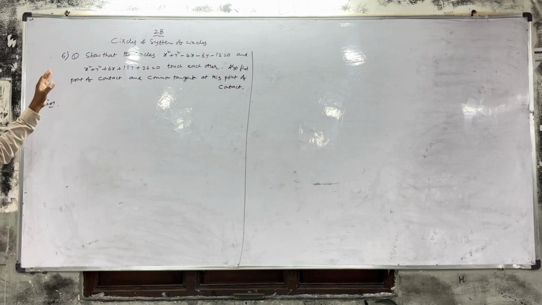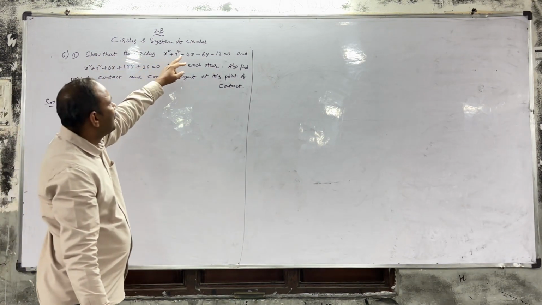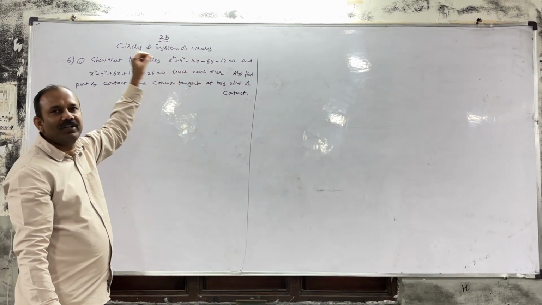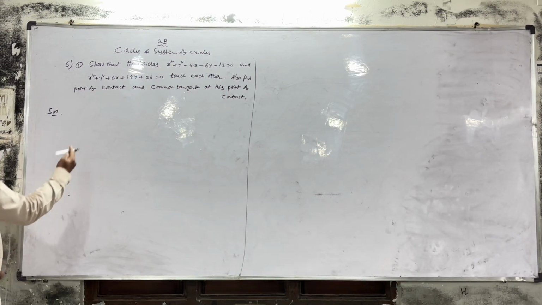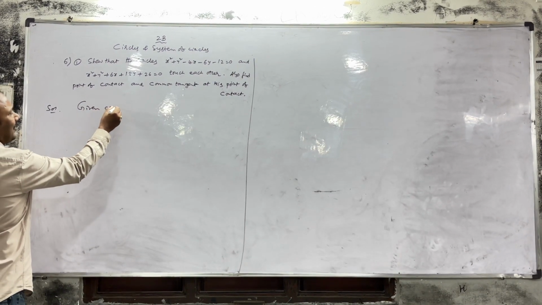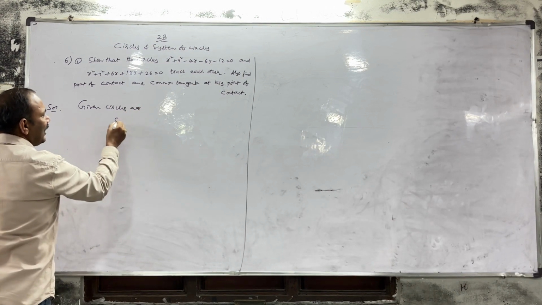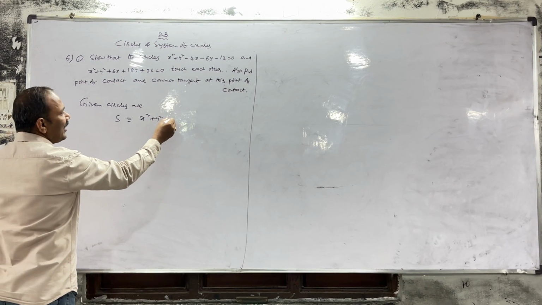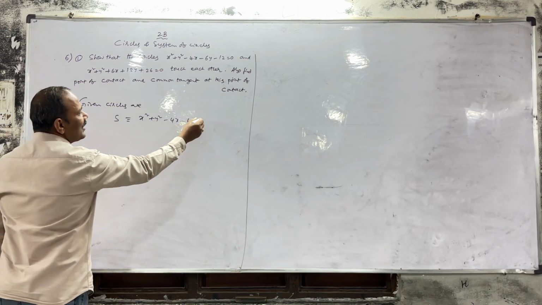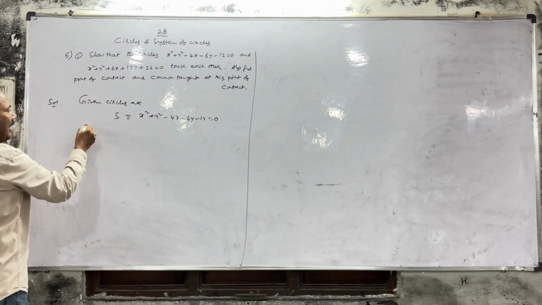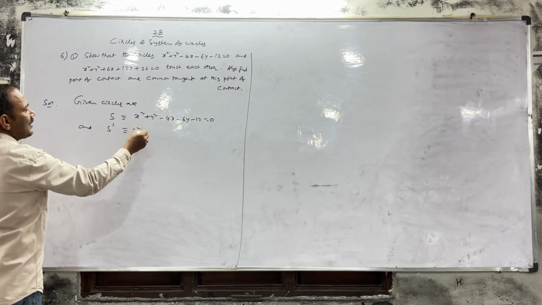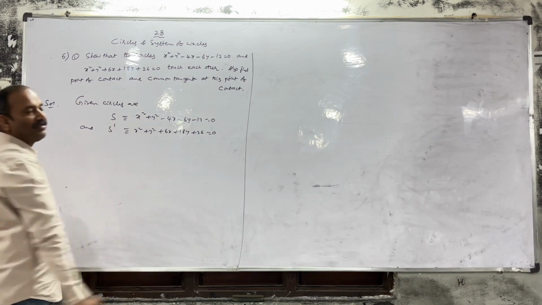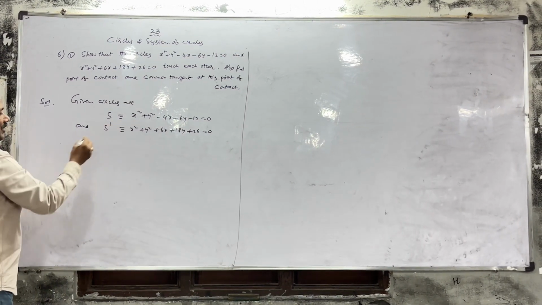So it is a very important topic. Here, show that the first circle and second circle touch each other. First we have to prove that one. So the given circles are: the first circle, take the notation S equal to x square plus y square minus 4x minus 6y minus 12 equal to 0, and the second circle S dash is x square plus y square plus 6x plus 18y plus 26 equal to 0.